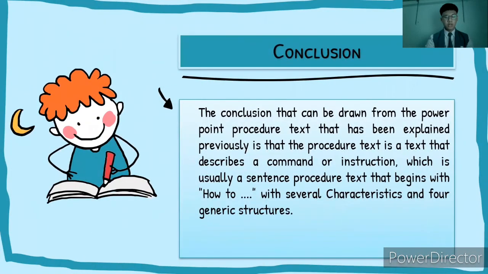Right? Now, the last slide is conclusion. The conclusion that can be drawn from the PowerPoint procedure text that has been explained previously is that procedure text is a text that describes a command or instruction, which is usually a sentence procedure text that begins with how to, with several characteristics, and 4 generic structures.